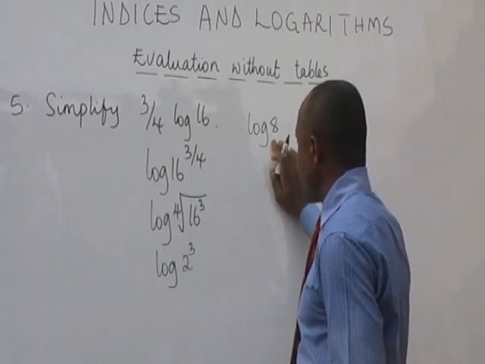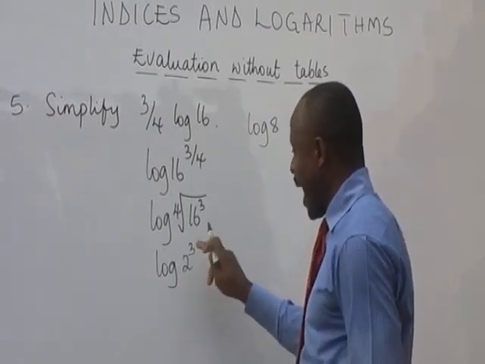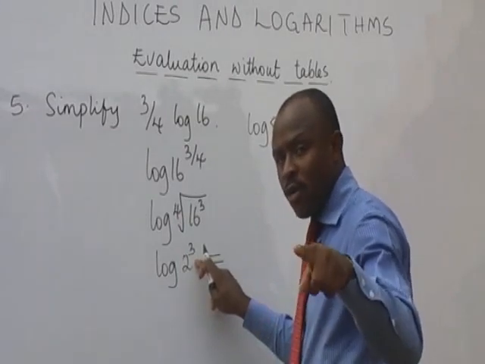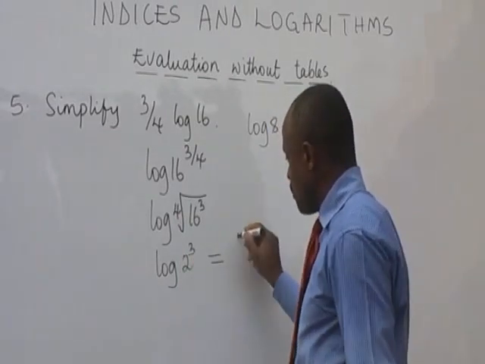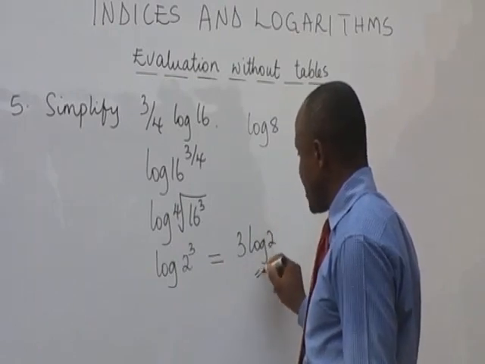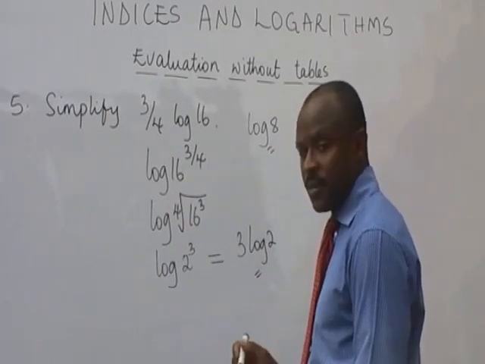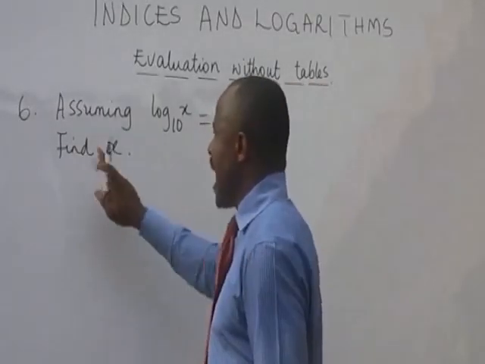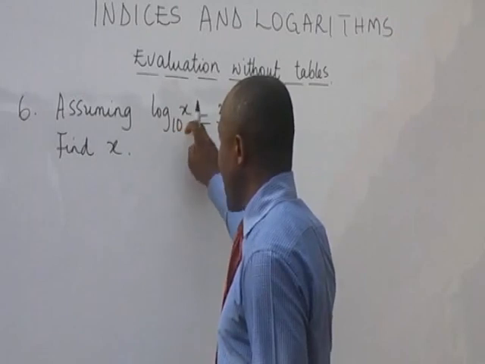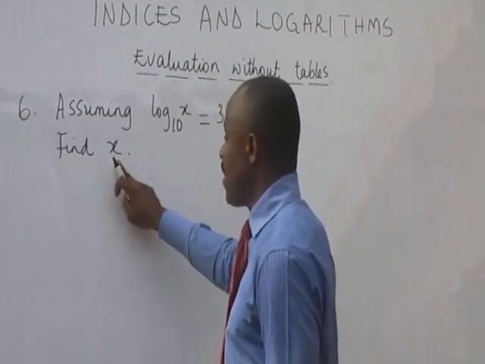If you don't want the answer to be in this form, you can go straight and say that this is equal to, applying the third law of logarithm, 3 log 2. So either this or this is the answer to that question. Question 6 says, assuming log of x to the 10 is equal to 3, find the value of x.